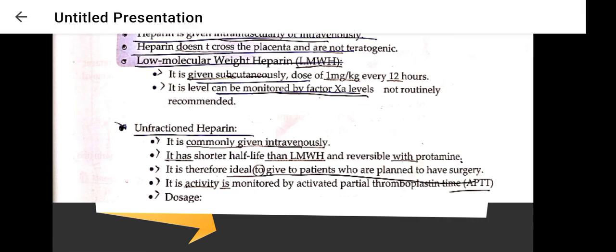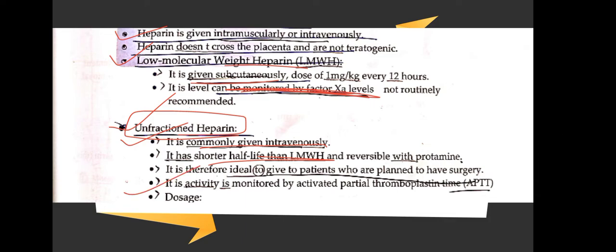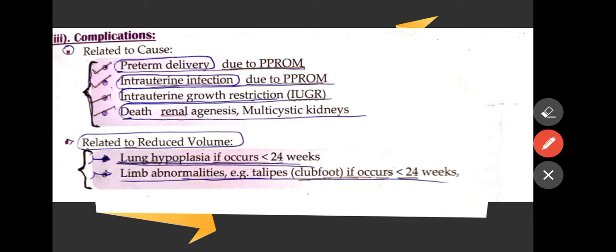The treatment for this dreadful condition is heparin anticoagulation, and low molecular weight heparin is preferable. It is given subcutaneously, and monitoring of factor 10A should be done. Unfractionated heparin is also a treatment which is given IV, but low molecular weight heparin is preferred in this disease. And in this way, heparin and warfarin should be started for venous thromboembolism.